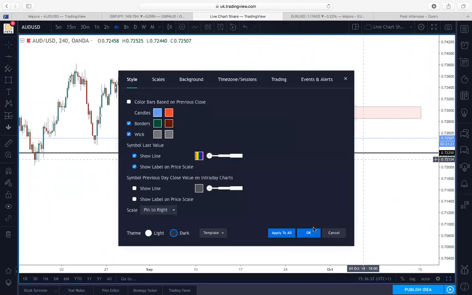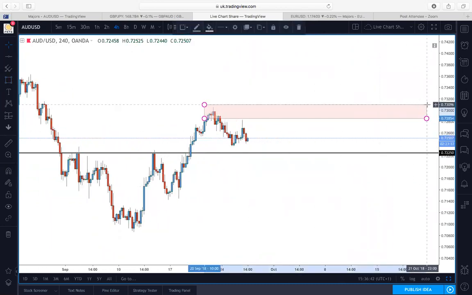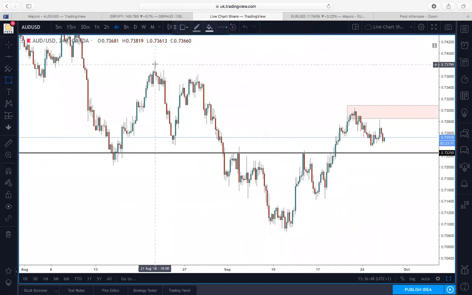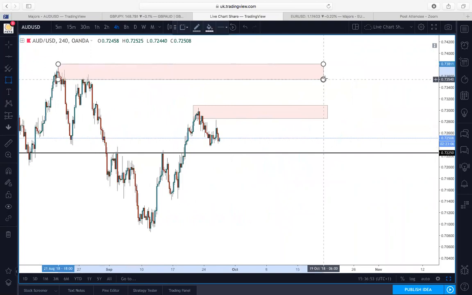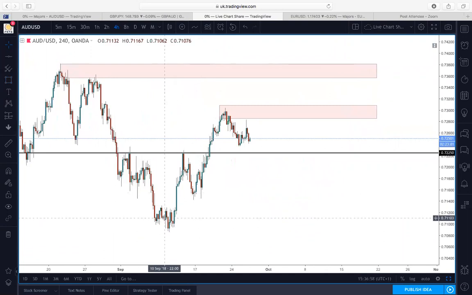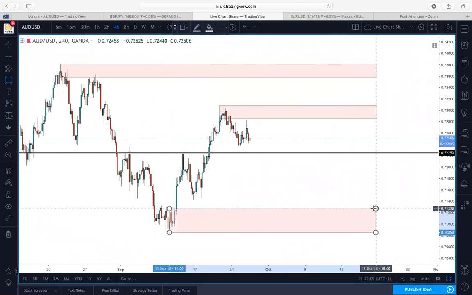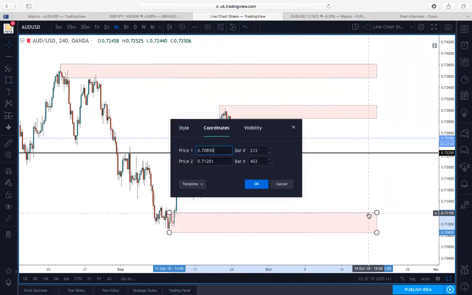You can see where we've currently began to drop to the downside, and we've also got a resistance here. Okay, and we have a support here. So we've got a support level here. So what I've done now is essentially given everyone the range that we're currently in.